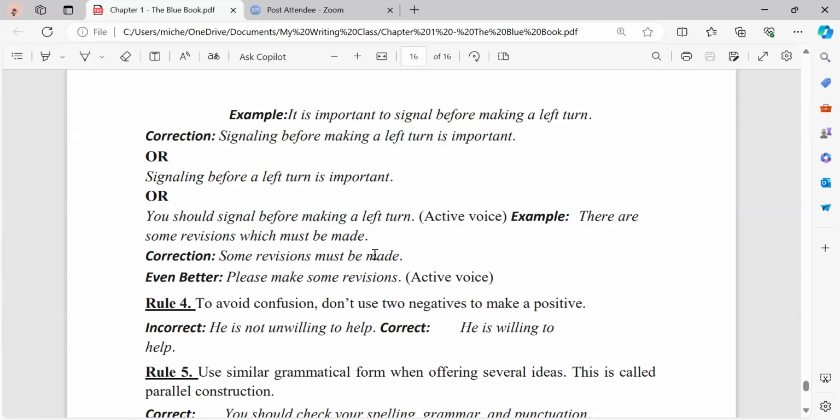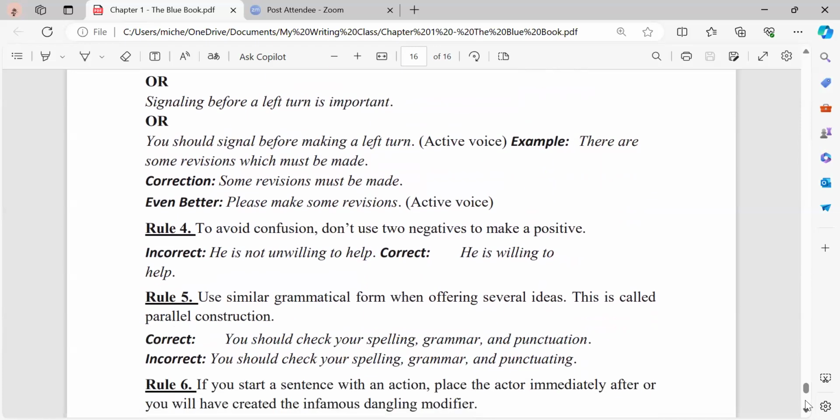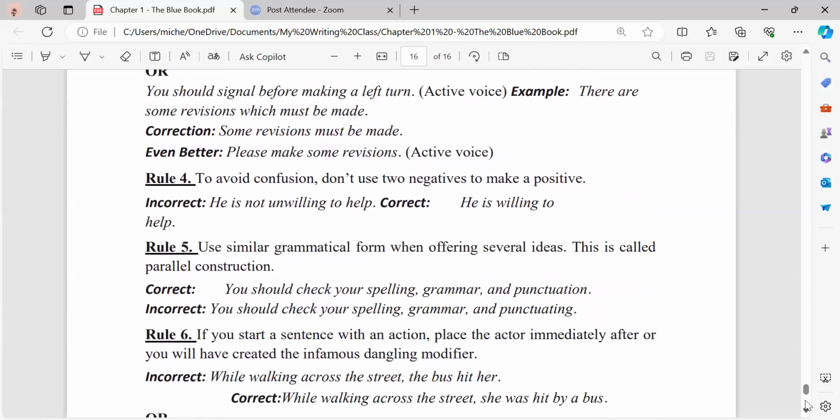"There are some revisions which must be made." Correction: "Some revisions must be made." This is a passive voice. Even better, we should make it an active voice. So try to use active voice as much as possible rather than passive because it sounds more concrete. "Please make some revisions." This is very clear. Revisions refers to the object, and "please make" right here, it refers to the listener of the answers.